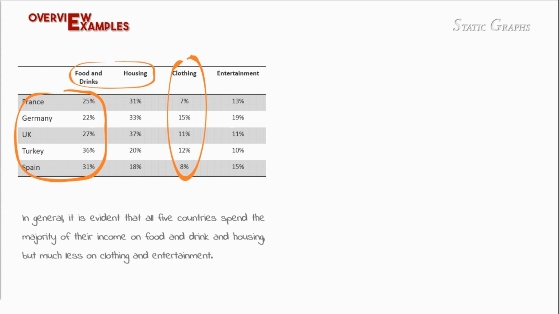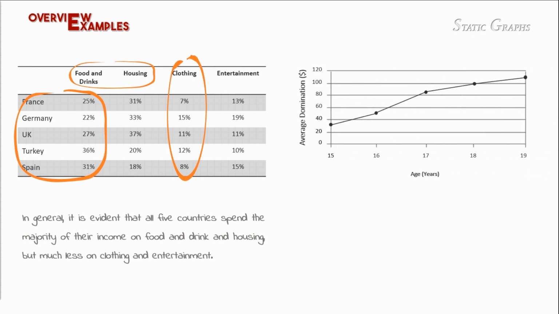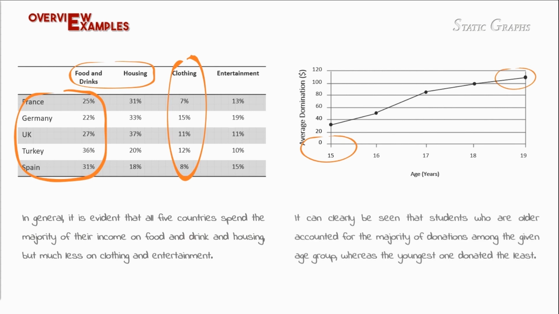Although it is uncommon to encounter a static line graph in writing task 1, we still have to check this example. It would be easy as you will only look at the highest and the lowest. It can clearly be seen that students who are older accounted for the majority of donations among the given age group, whereas the youngest one donated the least.